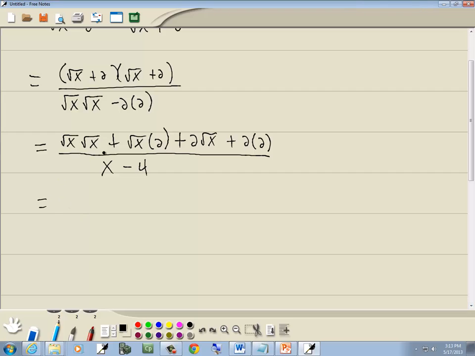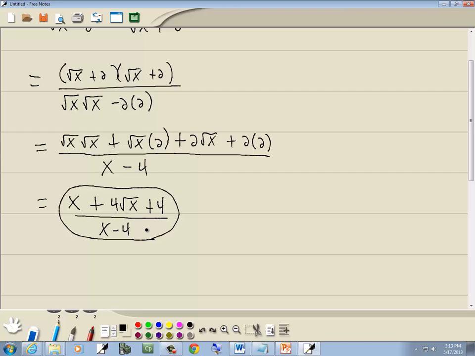Up on top, square root of x times square root of x is x, plus. Now this is 2 square root of x, this is 2 square root of x. Since the radicals are the same, we can add numbers in front of them. So this becomes 4 square root of x. And 2 times 2 gives us 4, all over x minus 4. May look more complex, but we got rid of the radical down in the denominator, which is our main issue.